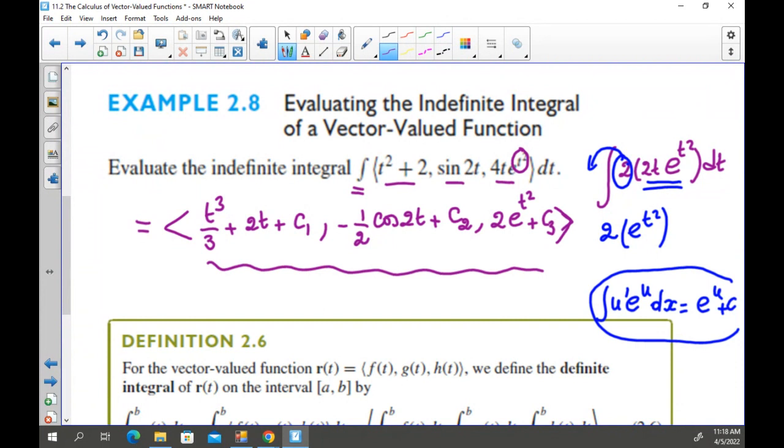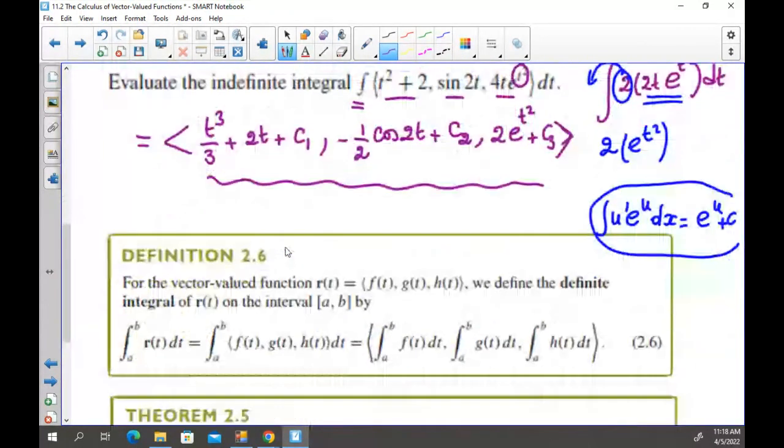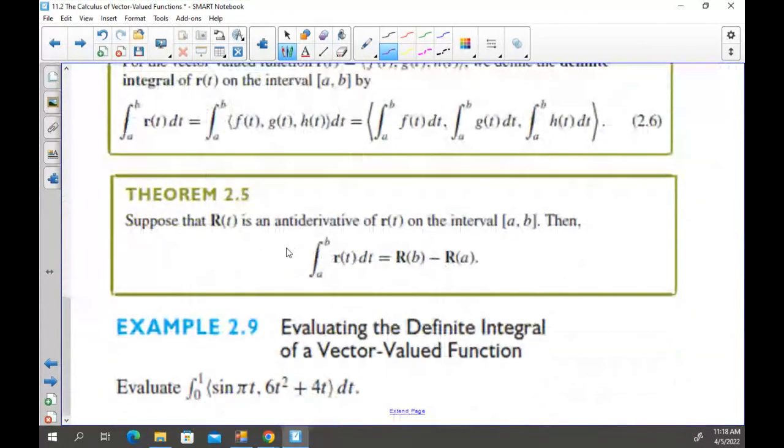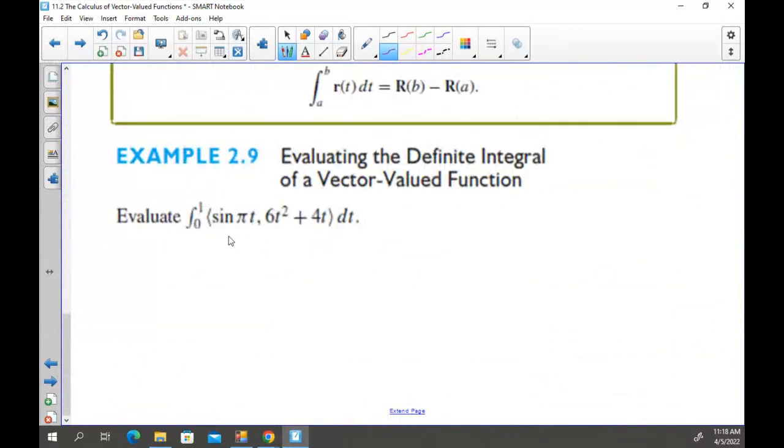So you integrate each component of this vector, you get another vector, which is basically the integral of the vector you started with. Finally, we can find the definite integral like this from 0 to 1.